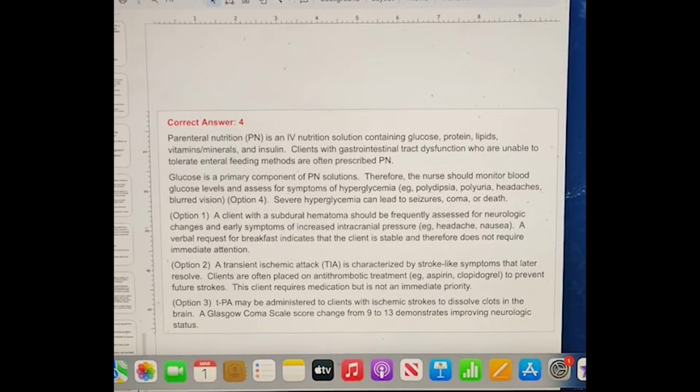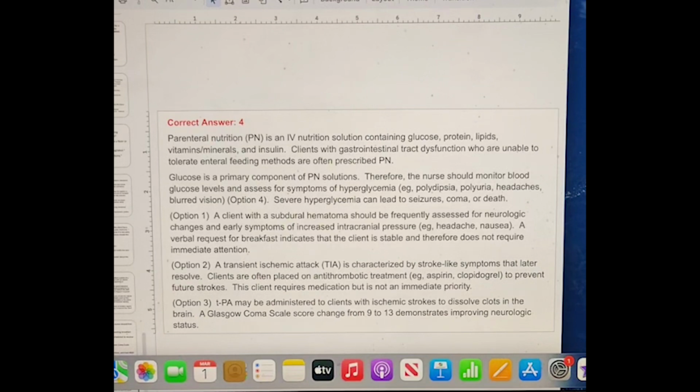And the answer is number 4. Parenteral nutrition is an IV nutrition solution containing glucose, protein, lipids, vitamins, minerals, and insulin. Clients with gastrointestinal tract dysfunction who are unable to tolerate enteral feeding methods are often prescribed parenteral nutrition. Glucose is a primary component of PN solution. Therefore, the nurse should monitor blood glucose levels and assess for signs of hyperglycemia.